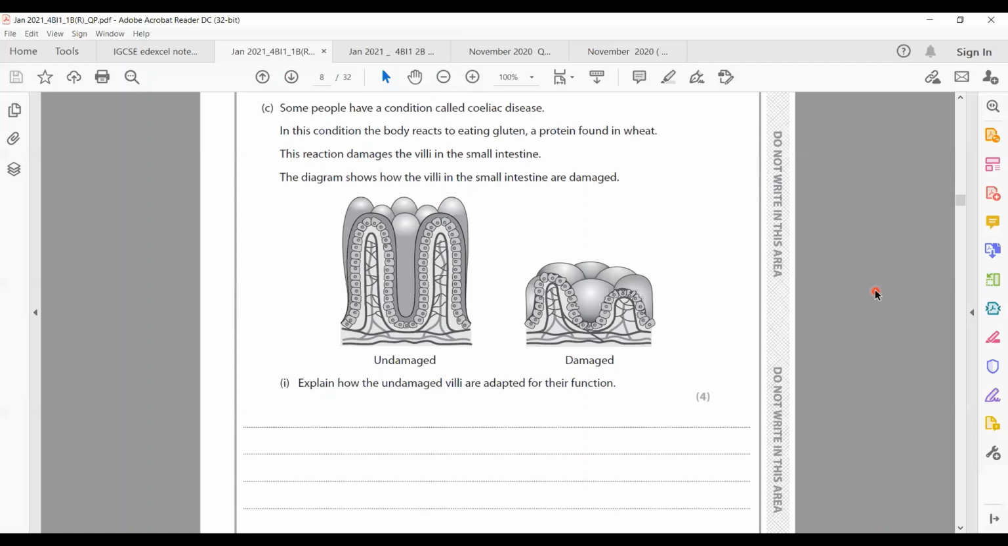What are these pathways? And these are among the adaptations. Inside the villi there is what? Oh, there are what? Like a lot of blood capillaries. Very good. And what else?